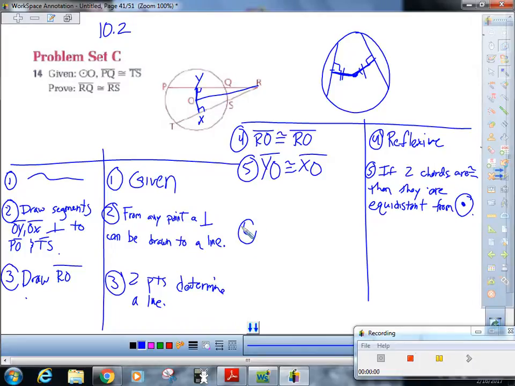Now I can say that triangle YOR is congruent to triangle XOR by HL. If you're wondering where I said it was a right angle, I guess I didn't. So I said they were perpendicular, but I never stated they were right angles, so minus 1 point.